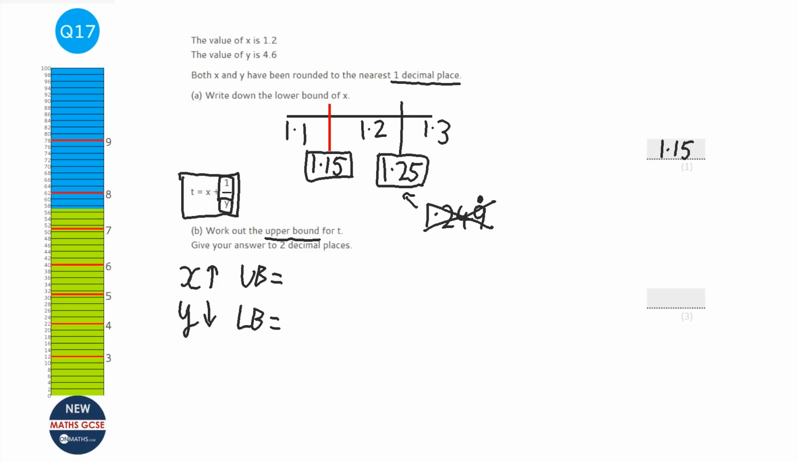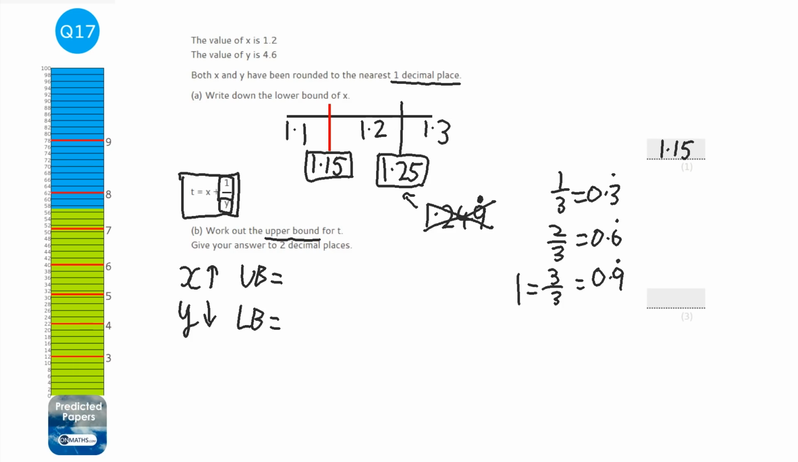They are exactly the same number. Now if you don't believe me, a little bit of a side note, a third is 0.3 recurring, 2/3 is 0.6 recurring. Following the same pattern, 3/3 would be 0.9 recurring. But we know 3/3 is the same as 1. So 0.9 recurring is the same as 1. There is no difference, and that's very difficult to get your head around. Anyway, side note over. So the upper bound of x is 1.25.